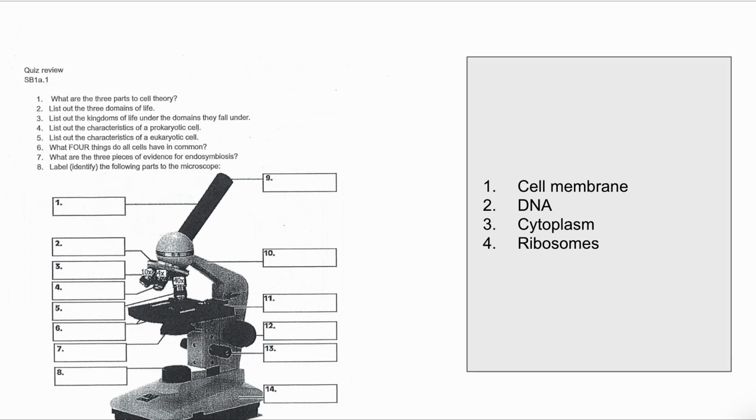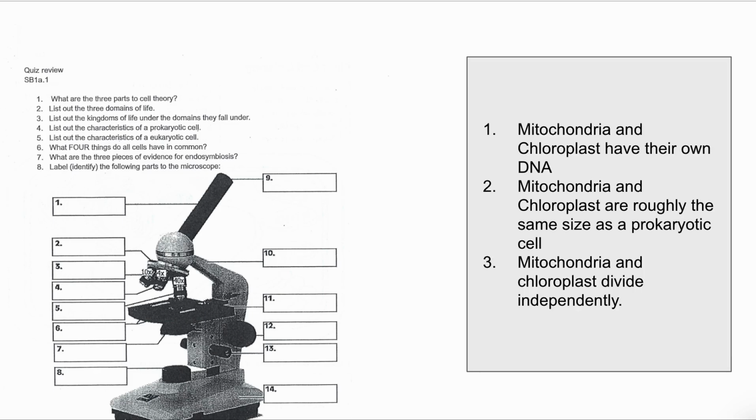What are four things that cells have in common? They all have a cell membrane, they all have DNA, they all have cytoplasm, and they all have ribosomes. What are the three pieces of evidence for endosymbiosis? Number one is that mitochondria and chloroplasts have their own DNA. Number two is that mitochondria and chloroplasts are roughly the same size as a prokaryotic cell. And number three is that mitochondria and chloroplasts divide independently.